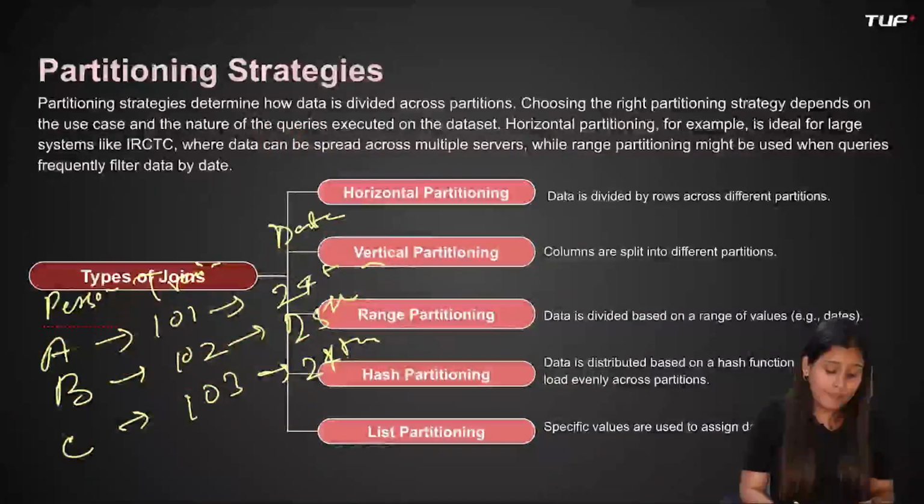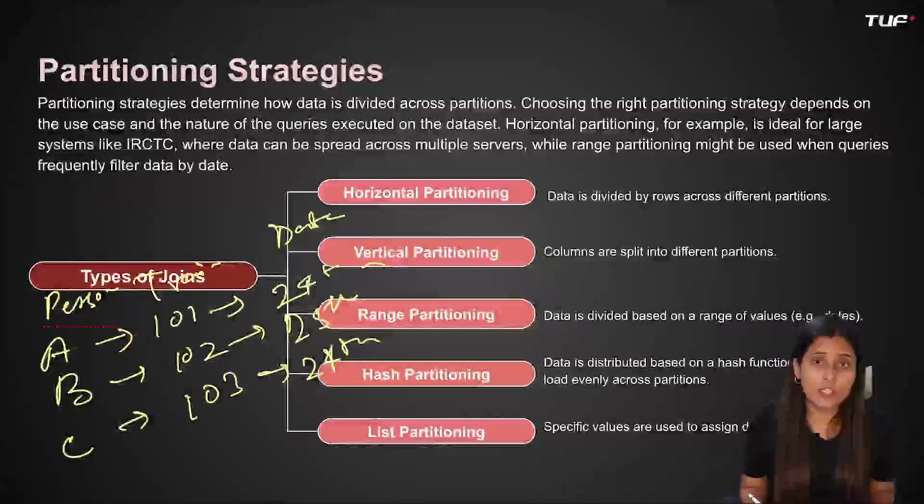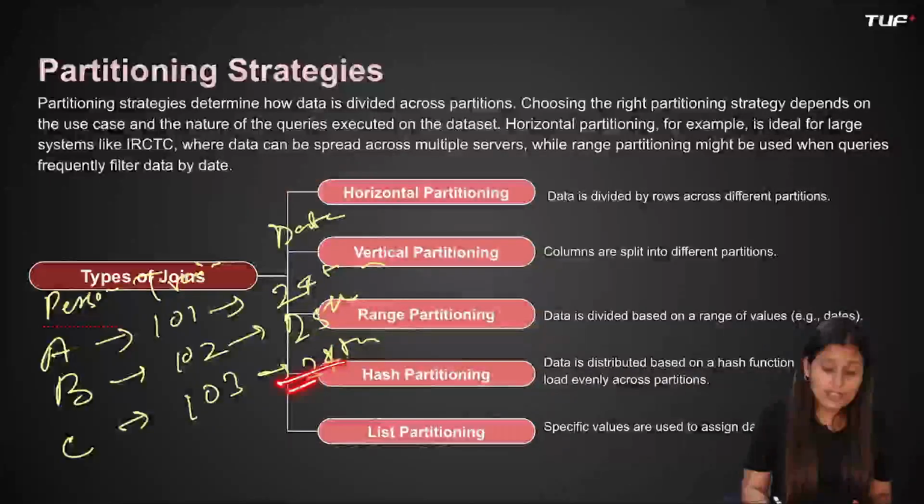So you can see we have divided on the basis of rows itself, but we have applied one extra condition. Because of it, it is no longer a horizontal partitioning, but a range partitioning. Next is hash partitioning.